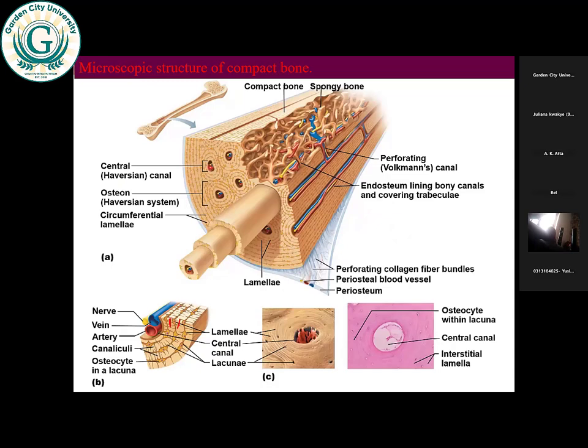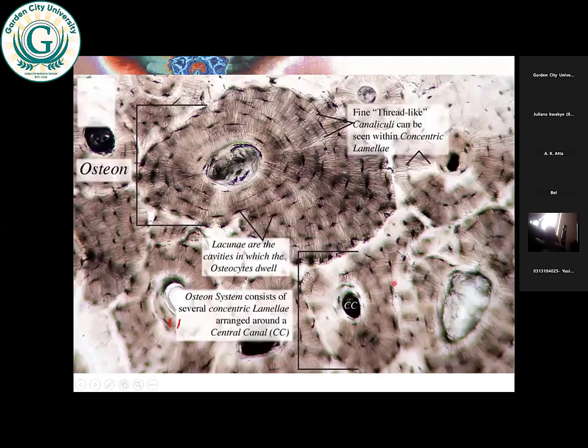You know that bones are surrounded by periosteum. A periosteum also contains what? Blood vessels. Those blood vessels are connected to the blood vessels within the osteon. The way they connect is perpendicular. So you see these ones here, we call them the perforating or the Volkmann's canal. So this is how we are actually looking at the bone like this. So this is an osteon.